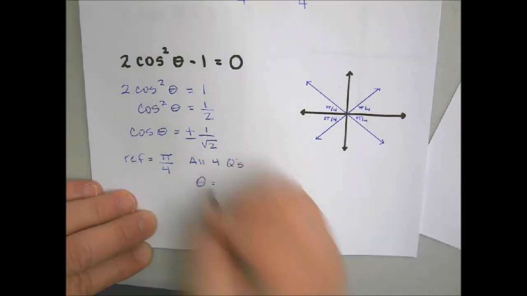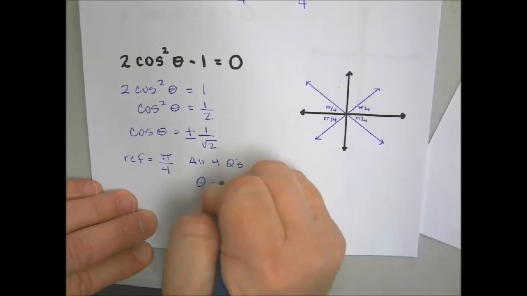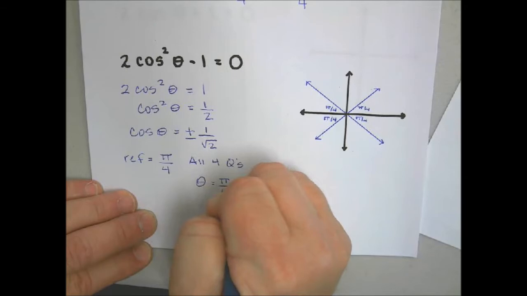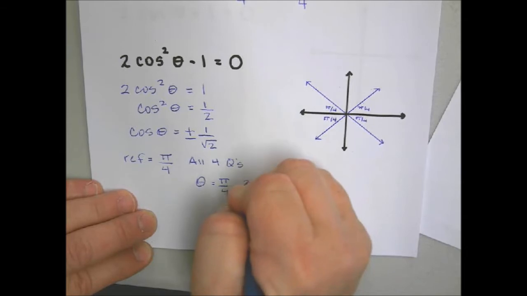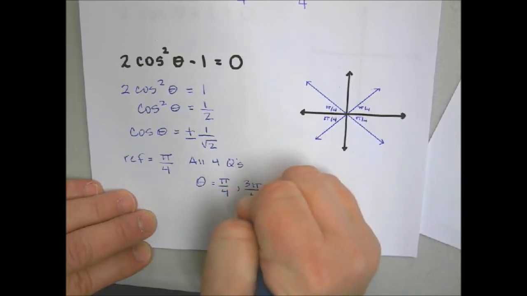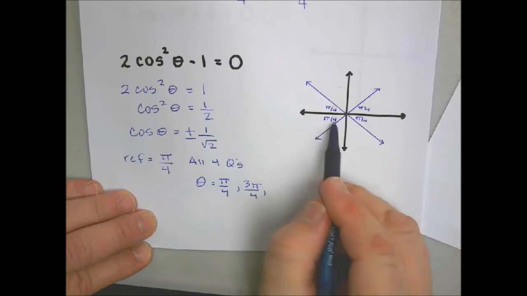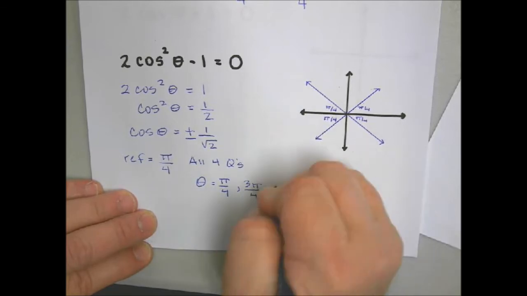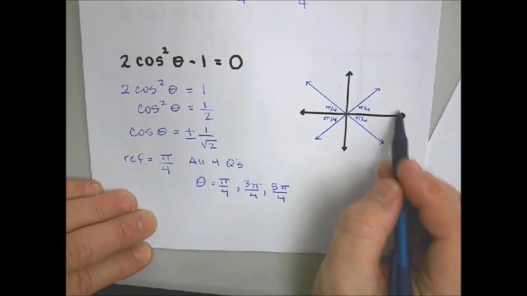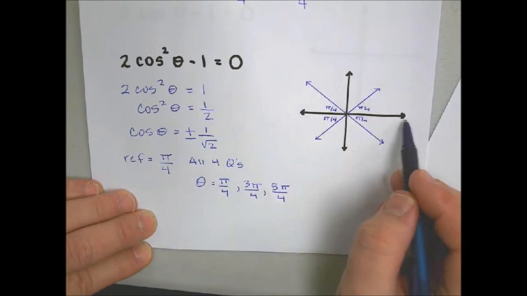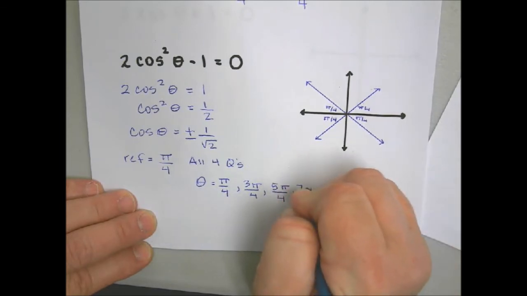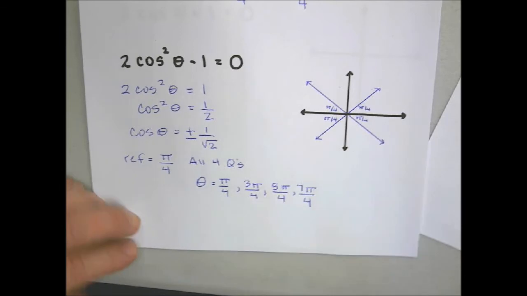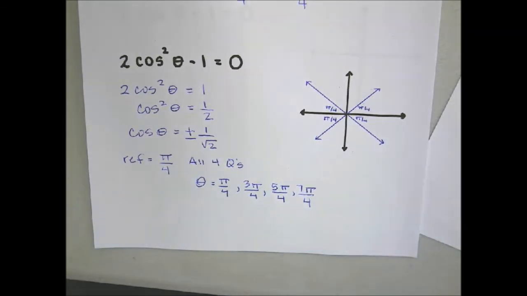So my 4 answers to this problem are theta equals pi over 4, and remember, this would be 4 pi over 4 minus pi over 4, which would be 3 pi over 4, just like before. Now this one would be 4 pi over 4 plus pi over 4, so 5 pi over 4. And this one would be all the way around, which would be 8 pi over 4 minus this pi over 4 right here, so 7 pi over 4. So for this particular problem, there are actually 4 answers.